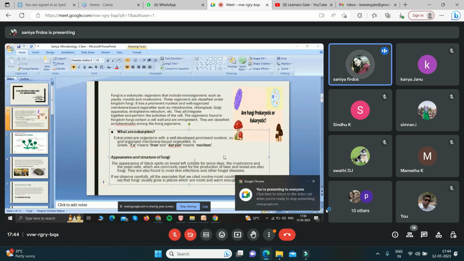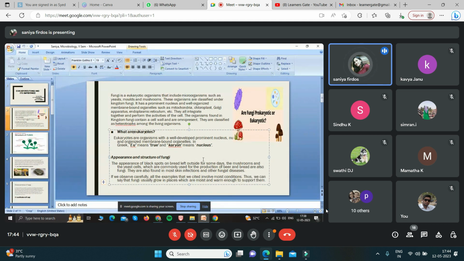So that's the reason why they are called eukaryotes. If we talk about the appearance and the structure of fungi, the fungus actually has black spots. We can see an example on bread if it is left for 4 or 5 days. And mushrooms and yeast cells, which are commonly used for the production of beer and bread, are also called fungi. They are found in most skin infections as well as fungal diseases.